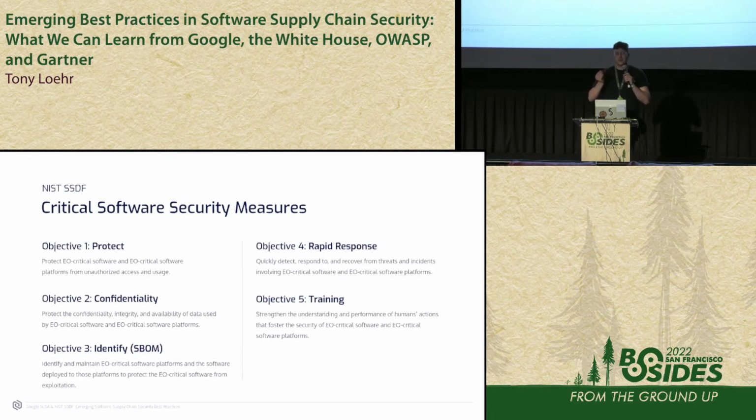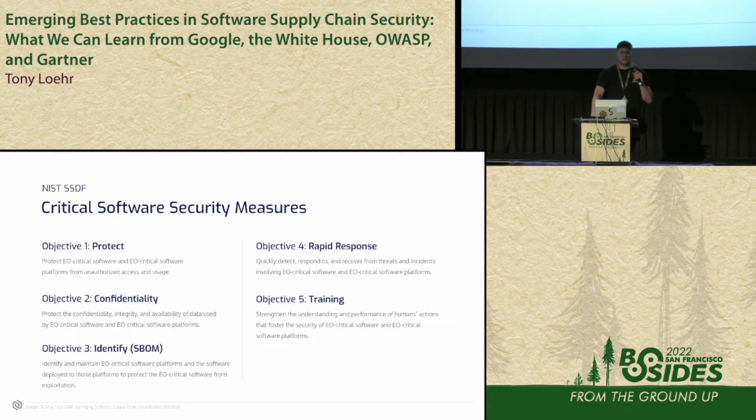Ultimately, one of the main takeaways from this SSDF is the 5 objectives, which include protecting the executive order critical software from unauthorized access and usage, protecting the confidentiality and availability of the data used within these resources, identifying the exact dependencies used within this software. We've heard the term SBOM used quite a lot recently, especially in the world of AppSec. And ultimately, the goal of that is just to produce a software bill of materials that enumerates all of your dependencies. You can't really secure what you aren't aware you have.